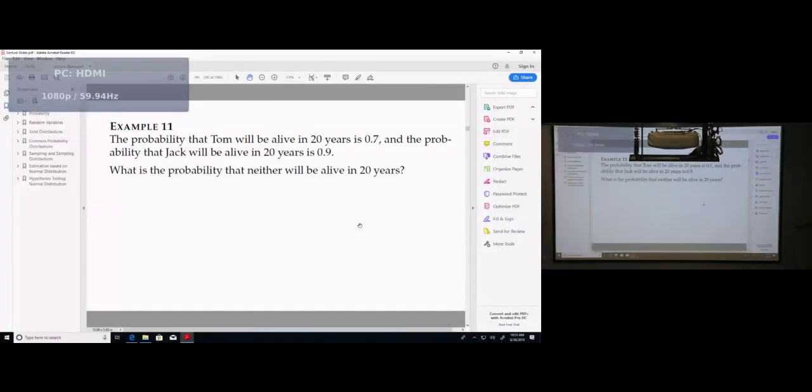Okay, this is a bit morbid here. The probability that Tom will be alive in 20 years is 0.7, and the probability that Jack will be alive in 20 years is 0.9. Then what is the probability that neither of them will be alive in 20 years? All right.